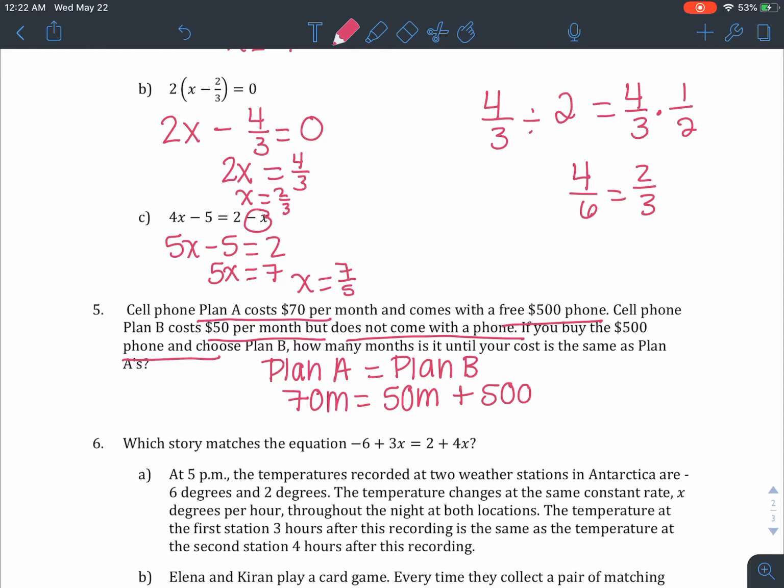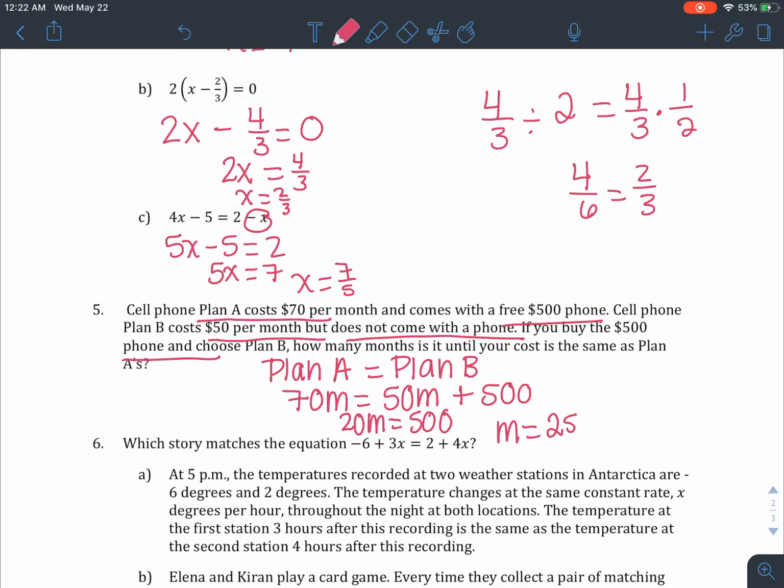So I'm going to move all my m's to one side. So we're going to have to subtract 50m from both sides. And we're left with 20m equals 500. And then I have to divide both sides by 20. And then that's going to give me 25. So in 25 months, they will be at the same rate. They'll have the same amount of money paid at that month.